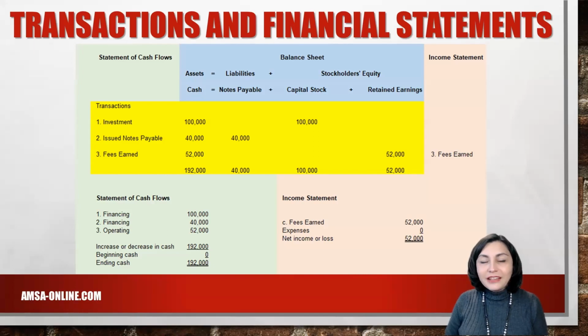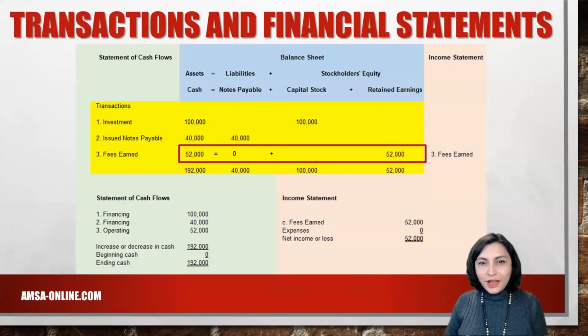After this transaction, the balance in cash is $192,000, and the retained earnings balance is $52,000. The balances of notes payable and capital stock remain the same. Under the income statement column, fees earned are reported as a $52,000 increase in revenues. Now let's see whether the accounting equation for this transaction balances. $52,000 in assets is equal to $52,000 in stockholders' equity. The accounting equation for this transaction balances.